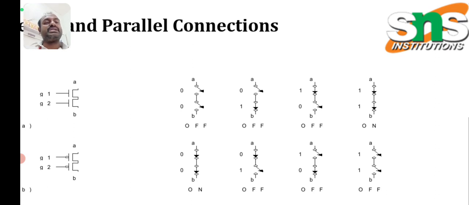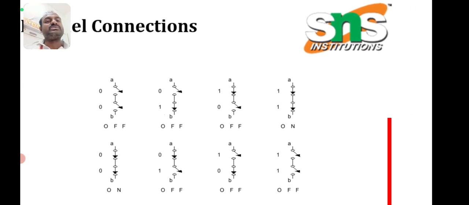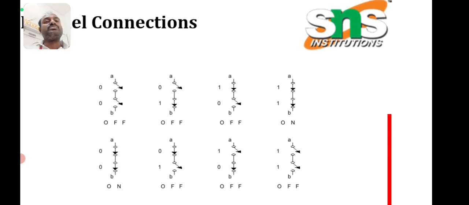And the last circuit, look at this last one. So it is 1 1. So 1 1 means both must be on, that is a series condition. So both must be enabled, so the output will come.